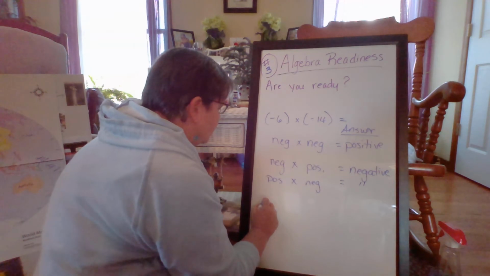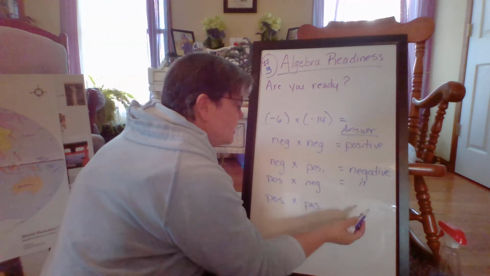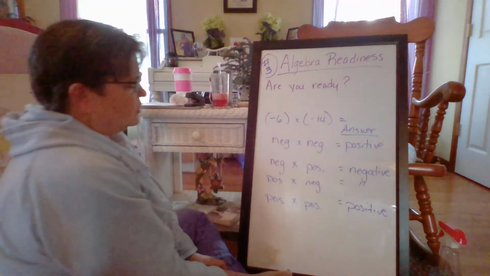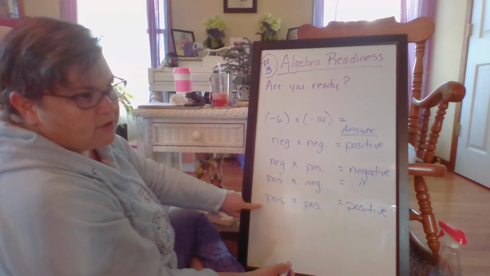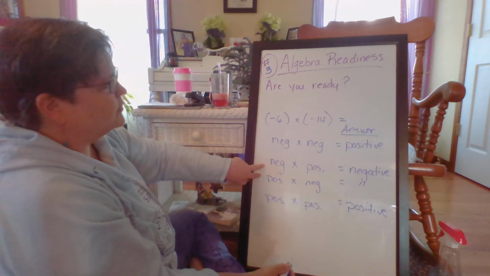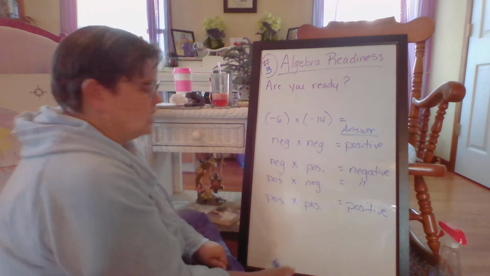Interestingly enough, if you have positive times a positive, it remains a positive. All right, so negative and negative will give you a positive. Positive times positive will give you a positive. But if you have one of each, you're always going to get a negative. So let's look back at our problem. We have a negative 6 times a negative 14.